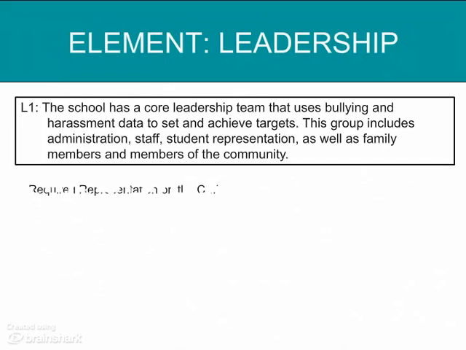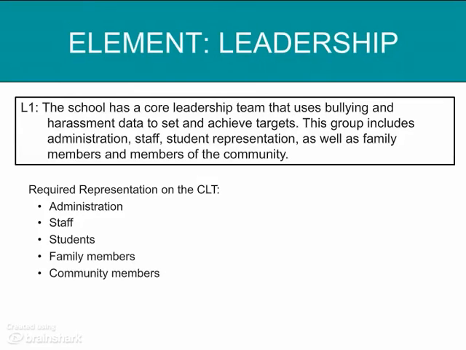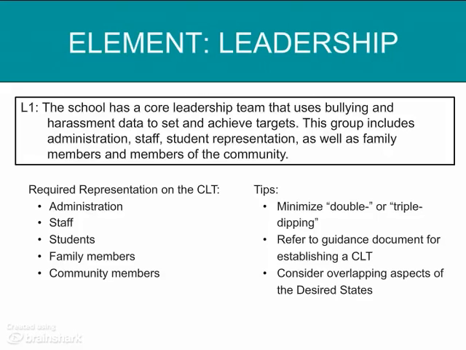The CLT must include representatives from all the indicated roles, including administration, staff, students, family members, and members of the community. That list must clearly illustrate the roles represented on the team, but names may be omitted for confidentiality. Here are some additional tips to consider when reviewing the CLT roster.